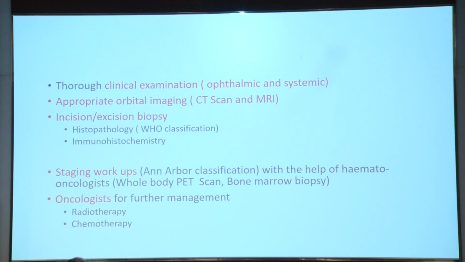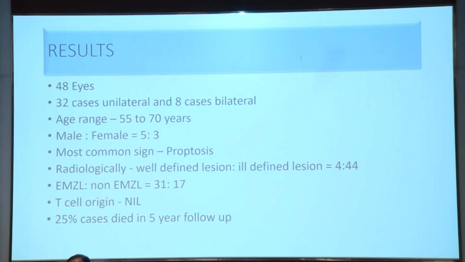Staging workups were done with the help of a hemato-oncologist, and on an as-needed basis other required tests like whole body PET scan, bone marrow biopsy, etc. were done. And we referred the cases to oncologists for further management. There were 48 eyes. 32 cases were unilateral and 8 cases bilateral. Age range was 55 to 70 years, and male preponderance was seen.